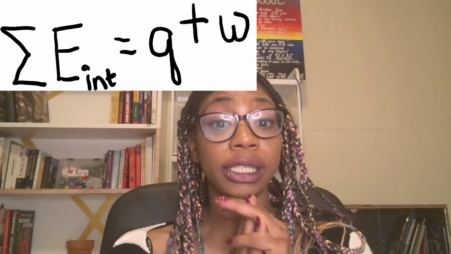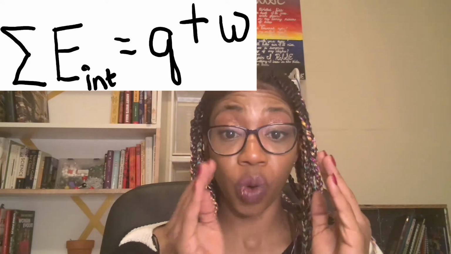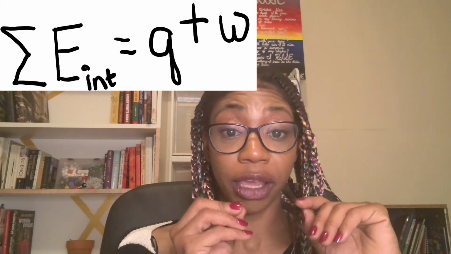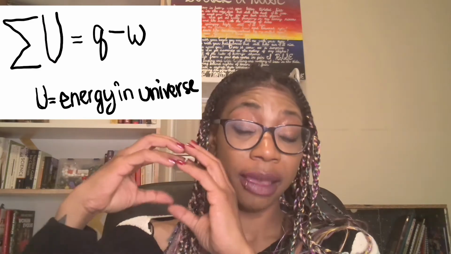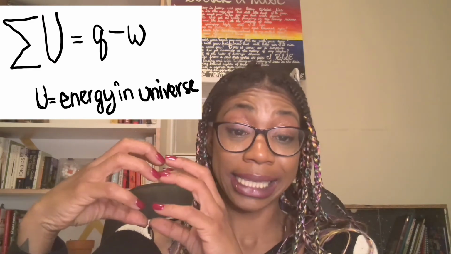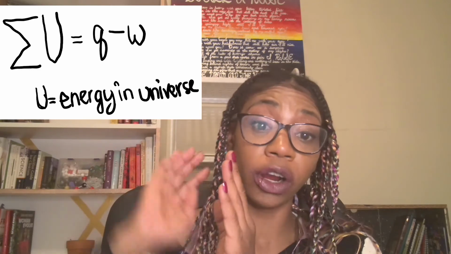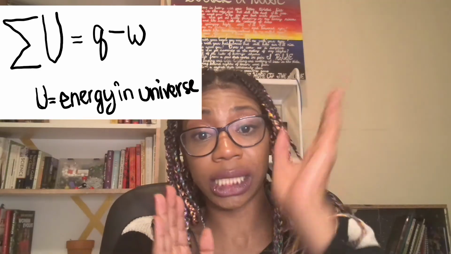In summary, the total sum of energy in an internal system, or just one system where there's not work being done somewhere else, is equal to the sum of the heat plus the work, or Q plus W. If we're talking about this energy in a universe where there's multiple systems occurring, we can say the sum of the energy in that universe is equal to the amount of heat that is existent in that universe minus the work that that universe is doing on something else.